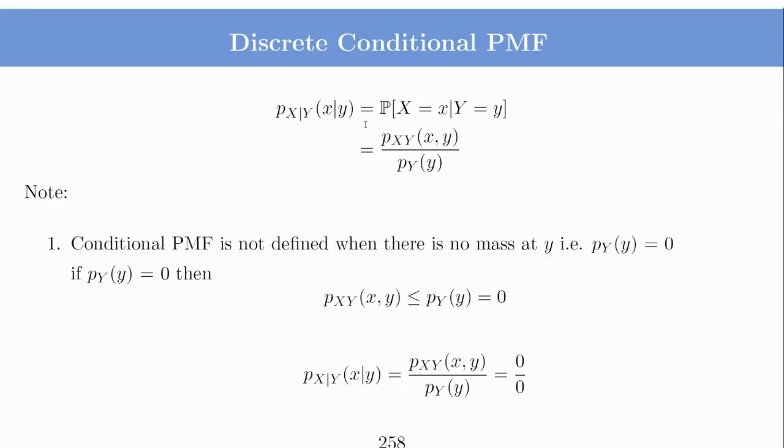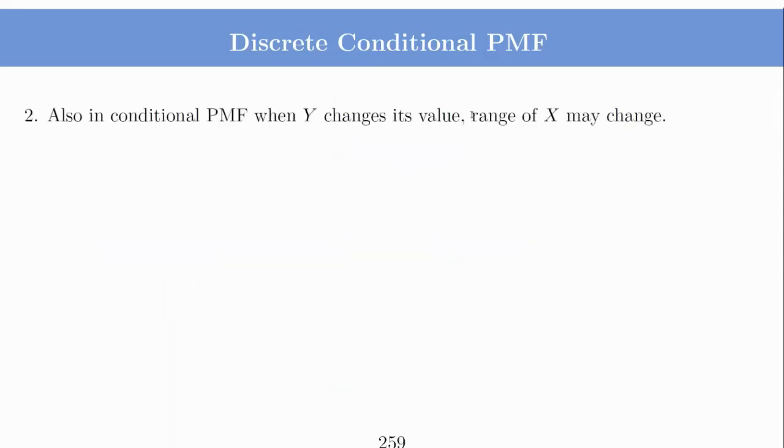Now once you change y, the PMF of x will be very different, right? And it may also happen that not just the values change, its range can also change. It may happen that when y is 1, x takes values 1 and 2, and when y is 2, x may take more values like 1, 2, 3. So not just the values, but the range of x may also change when the conditioning event changes.